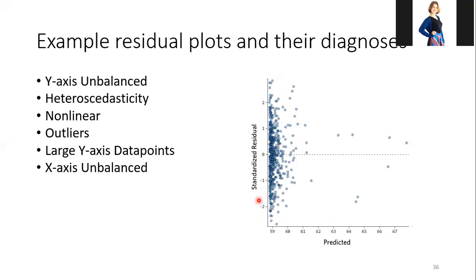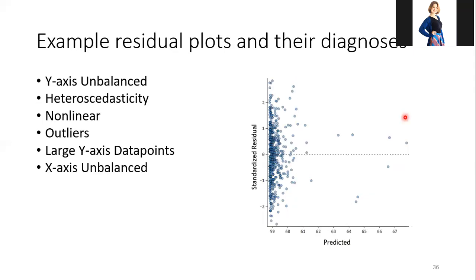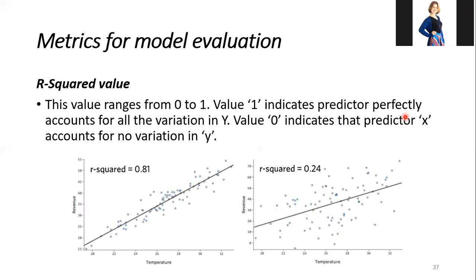X-axis unbalanced. You see that your data points are just clustered on the left side, and here you have some outliers. It's bad. It's all about visual analysis of your plot. So you plot your residuals, look at them and think, do I have any problem here or not?